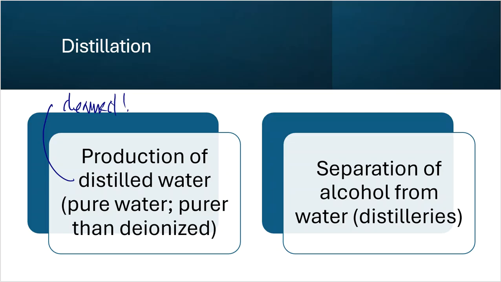Next up is separation of alcohol from water. And this is typically done in distilleries, of course. So, if I go to Front Street Brewery, or if I go somewhere that's kind of making their own beer, making their own wine, fermenting their own alcohol in some form or fashion, there is a process that they can undergo, and that process is distillation.